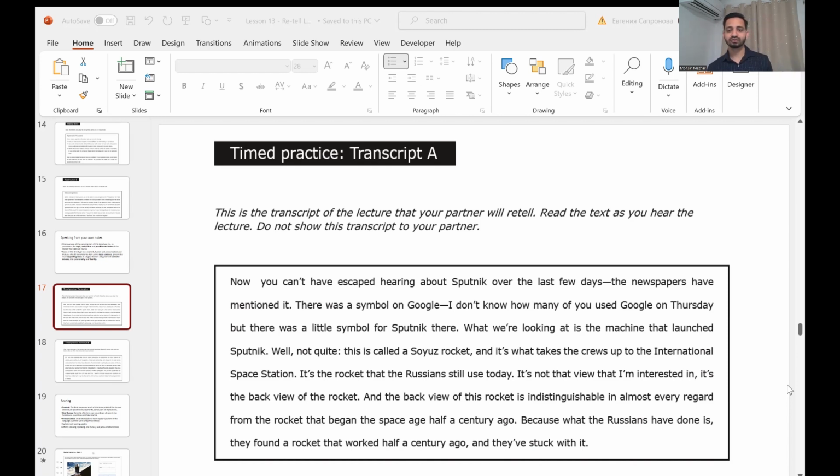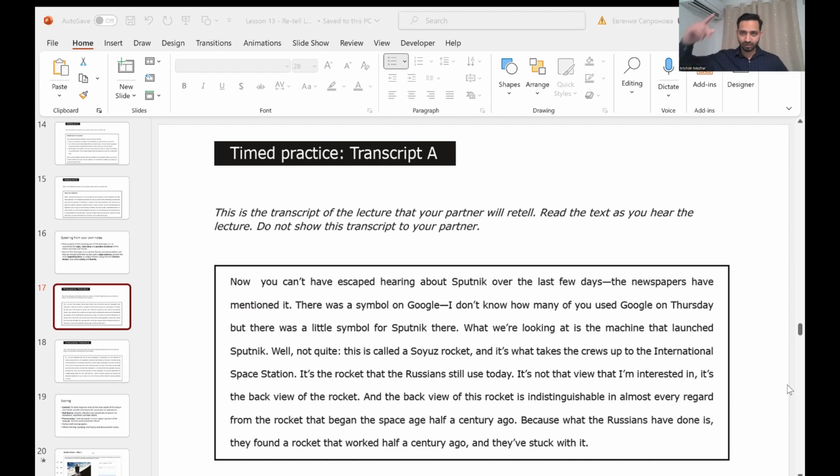And the back view of this rocket is indistinguishable in almost every regard from the rocket that began the space race half a century ago. Because what the Russians have done is they found a rocket that worked half a century ago and they've stuck with it. So you should be talking about the Russians: they launched this rocket half a century ago and they're stuck with it. That's kind of the main point as well.